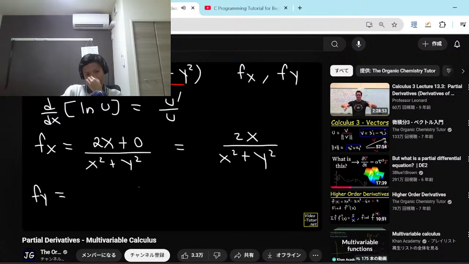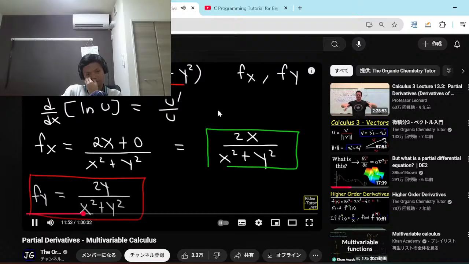Now if you want to find f sub y, it's going to be the derivative of y squared, which is 2y. x squared is a constant, so that becomes 0, divided by the original x squared plus y squared. So this is the first partial derivative with respect to y, and this is the first partial derivative with respect to x. Here's one you try.